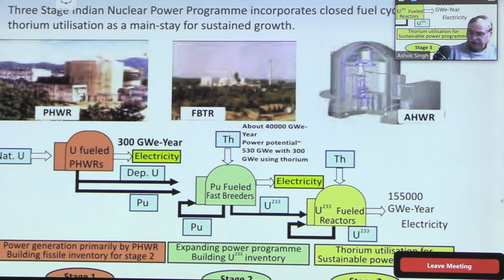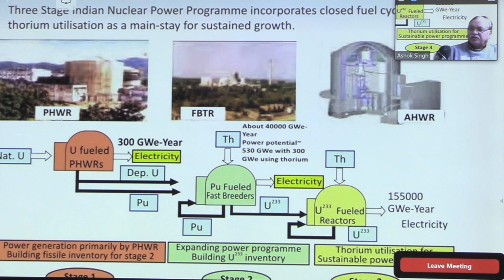Now in the second phase, we'll be using plutonium for these so-called fast reactors. That technology we'll comment on further. This will produce electricity. It will also produce something called U-233. So we build up stocks of uranium-233. And this uranium-233 can in future be used in the third stage nuclear reactors combined with thorium.